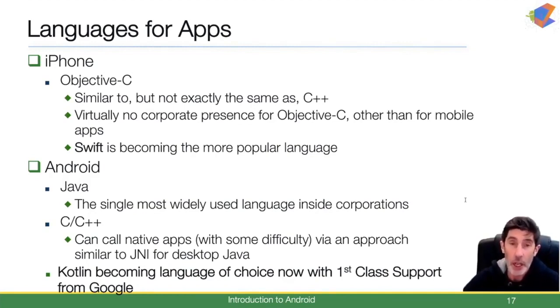Whereas with Android, up to a couple of years ago, with the advent of Kotlin, it was Java all the way, and that's the single most widely used language inside corporations, okay? If you want, you could do stuff in C and C++ if you want to do some native development, okay? But again, it can get tricky enough, but it's available. And as I just mentioned, Kotlin is becoming the language of choice now because it's got first-class support from Google. And that happened back in 2017, okay? And it's just growing and growing.